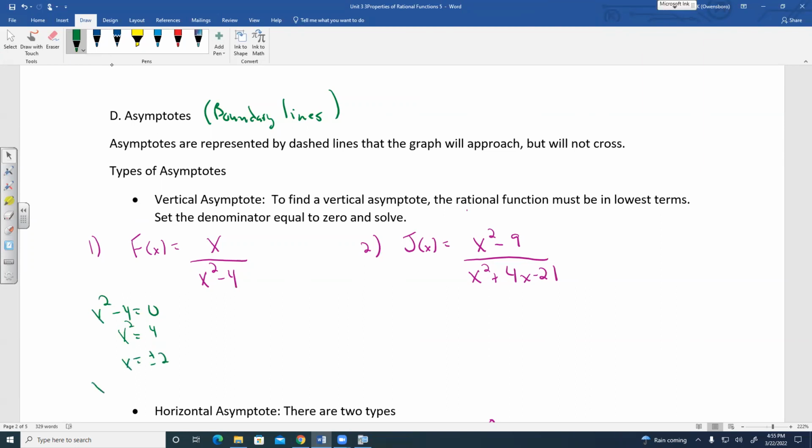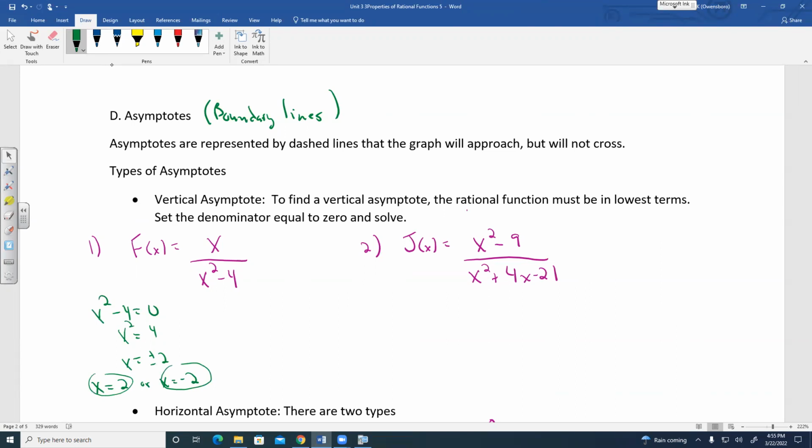So there are two asymptotes, x equals 2 and x equals -2. Those are our two vertical asymptotes. For vertical asymptotes, we have to write them in the form of x equals, so they're equations. There are two equations here for the vertical asymptotes.